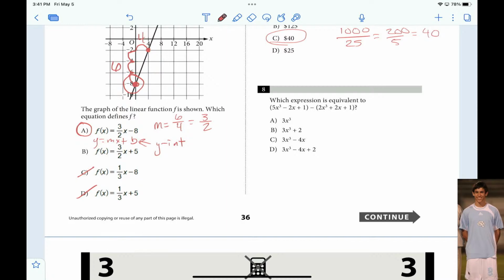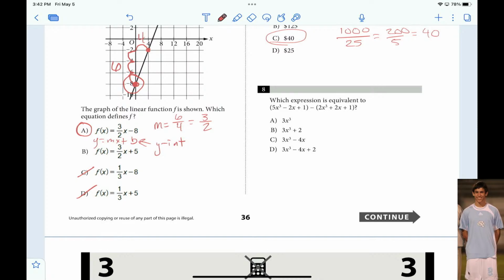All right, so number 8. Which expression is equivalent to 5x cubed minus 2x plus 1, all minus 2x cubed plus 2x plus 1? So for this problem, the mistake that people do is they FOIL this. We're not multiplying these two parentheses. We're just combining like terms. We're just subtracting them. So I just kind of go through and just say which terms are alike and then do whatever the signs are.